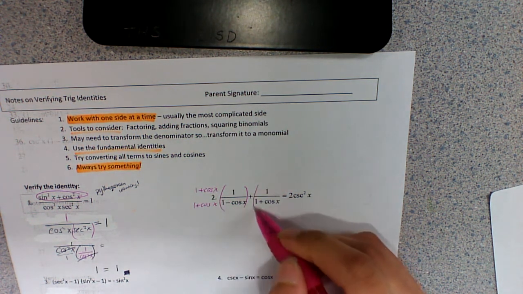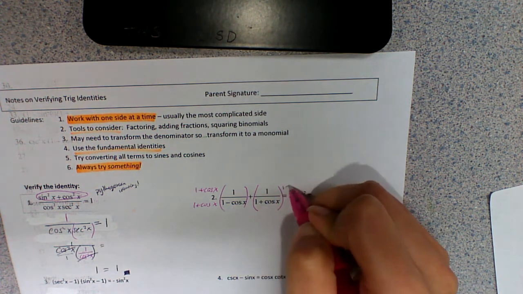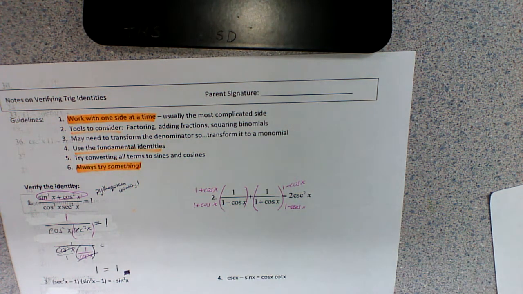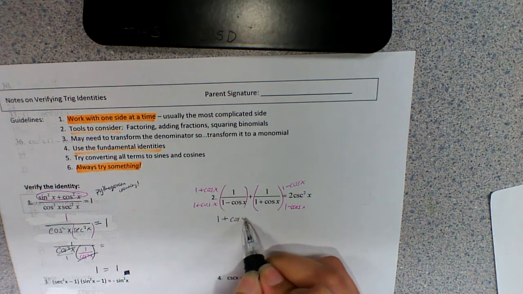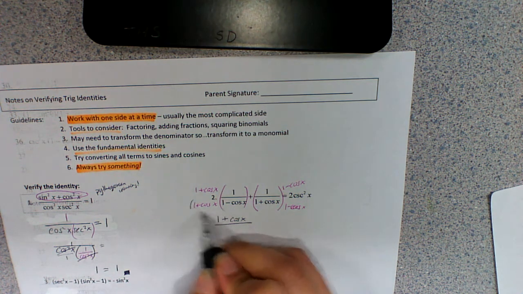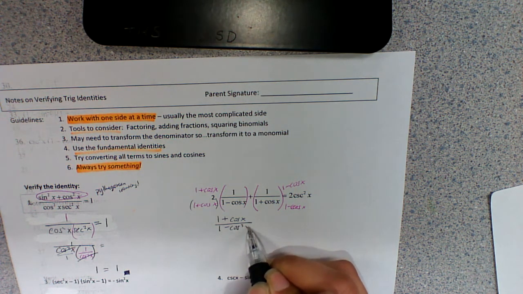And I'm going to multiply my second fraction by the first denominator, which is 1 minus cos of x. So now when I do that in my first fraction, of course I have 1 plus cos of x at the top. At the bottom, once I FOIL these, because I will have to FOIL these two binomials, once I FOIL that, I will end up with 1 minus cos squared of x.